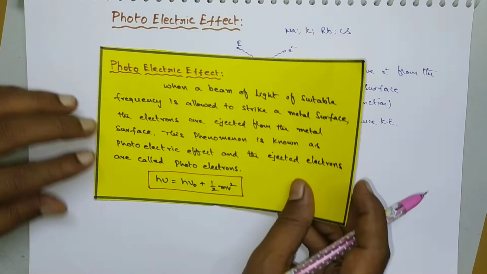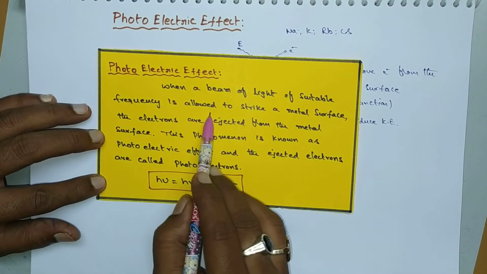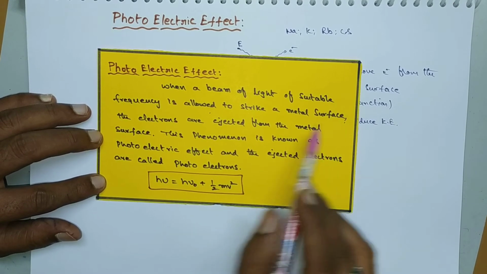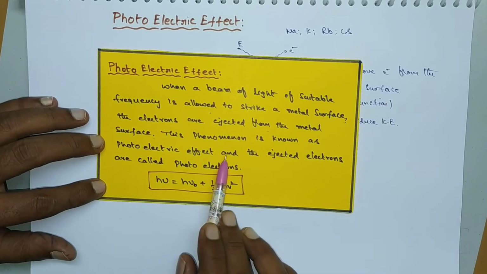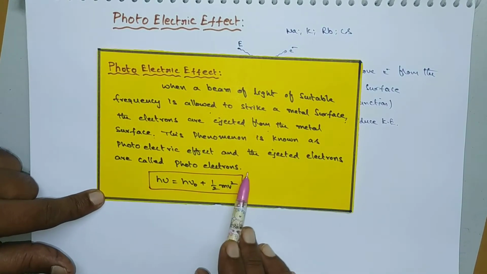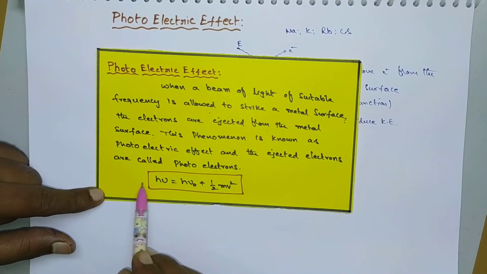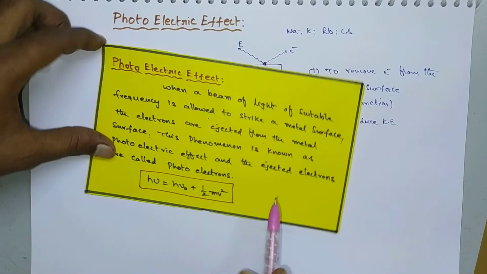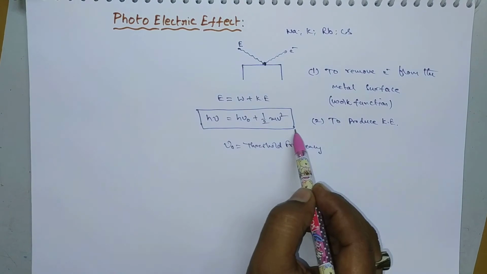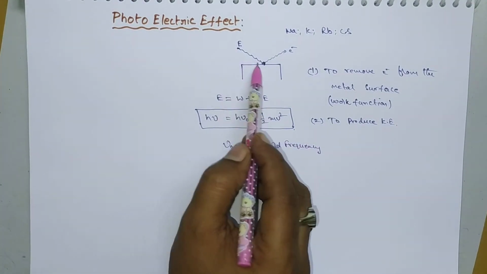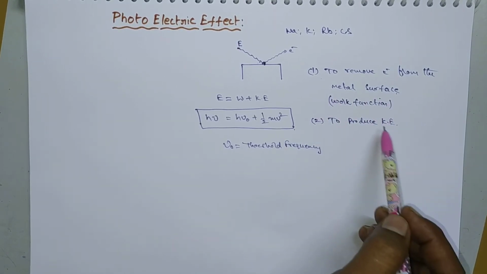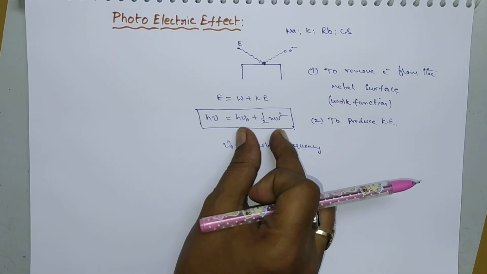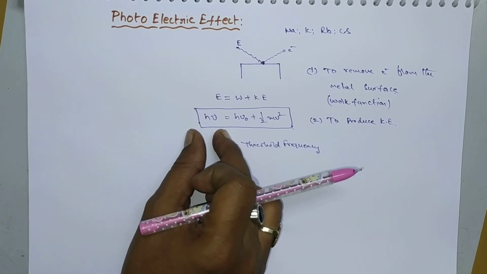And now let us move on to the definition clearly. When a beam of light of suitable frequency is allowed to strike the metal surface, then the electrons are ejected from the metal surface. This phenomenon is called photoelectric effect and the ejected electrons are called photoelectrons. So here is the expression: h nu is equal to h nu naught plus half mv square. Here the incident energy is utilized in two ways. One is to remove the electron from the metal surface, the other is to produce kinetic energy. So the sum of these two should be equal to the incident radiation energy.